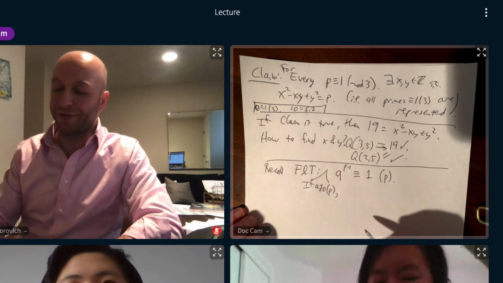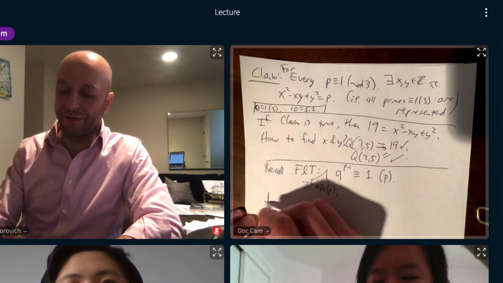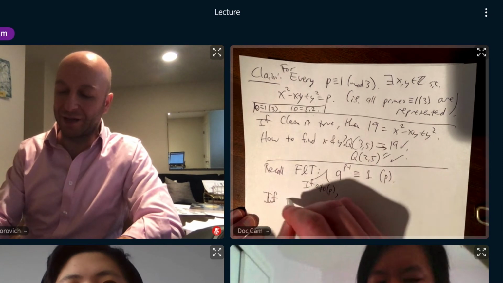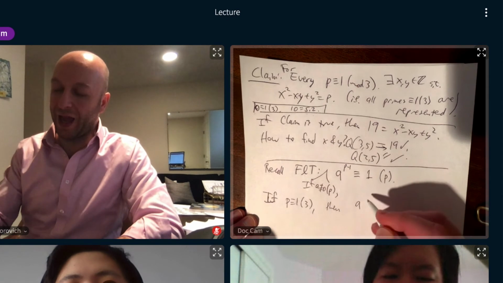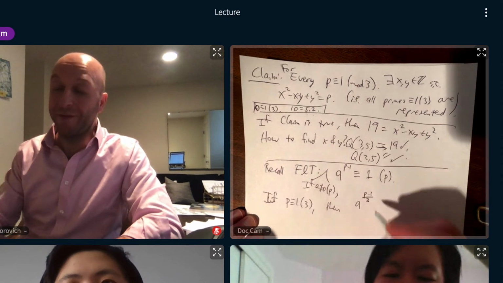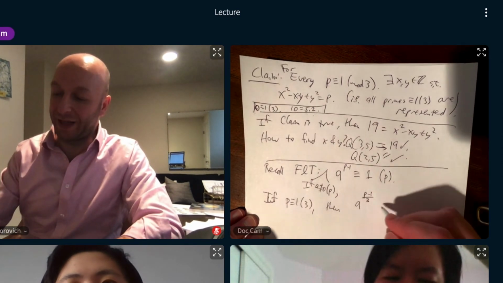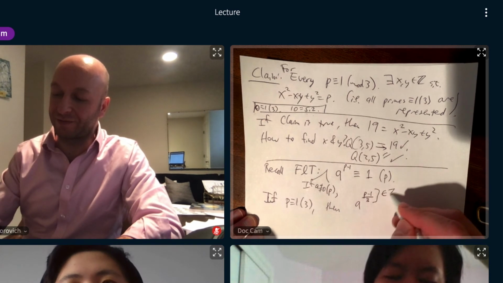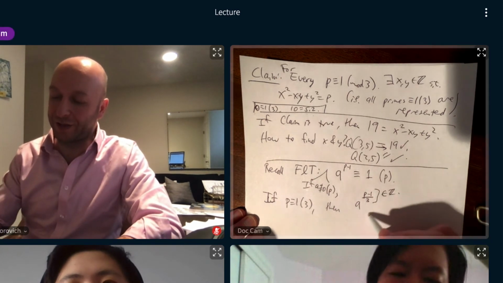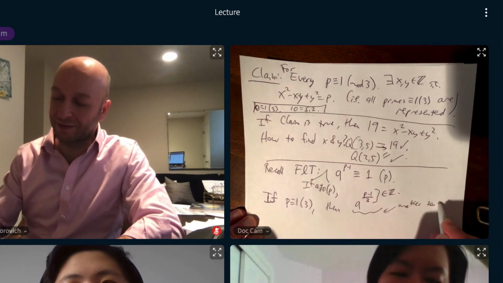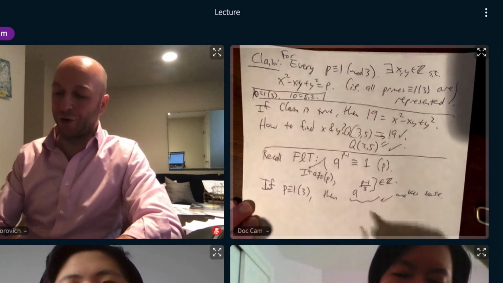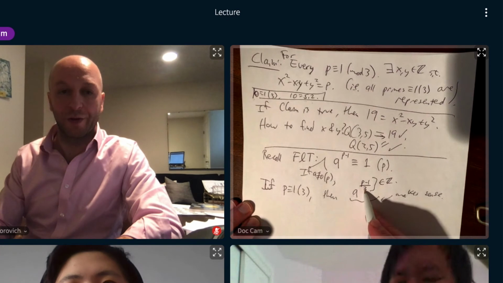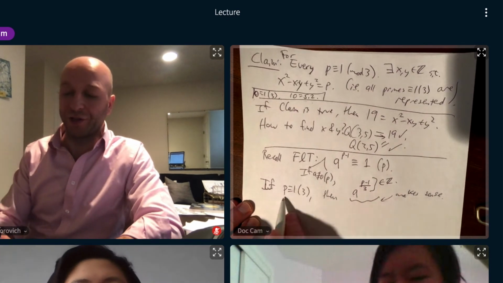What about, if p is congruent to 1 mod 3, then a to the p minus 1 over 3 makes sense. This is an integer. So this whole thing makes sense. You can raise any number to the p minus 1 over 3 power, because p minus 1 over 3 is an integer, because p is 1 mod 3.